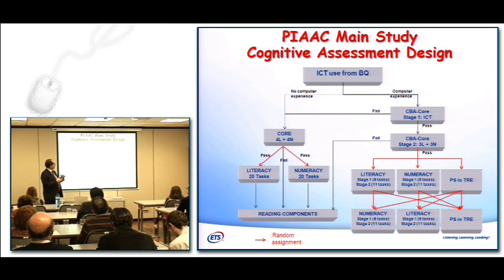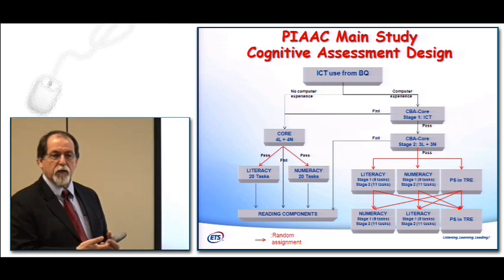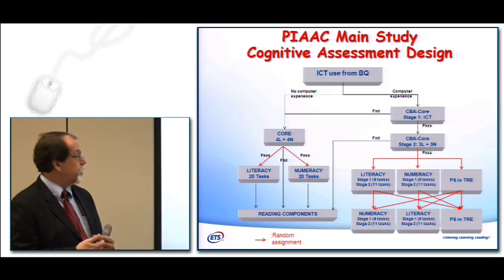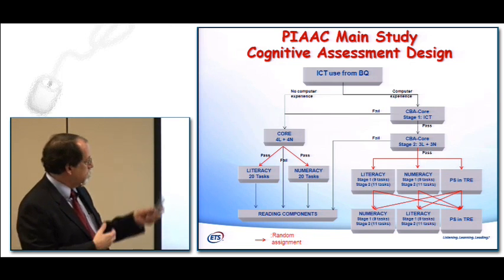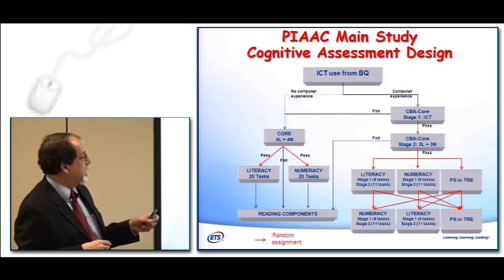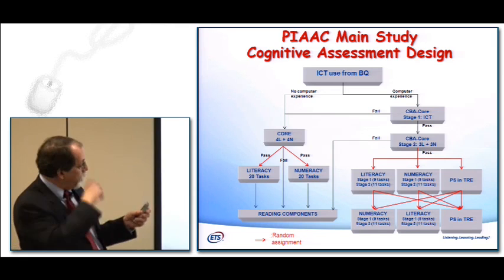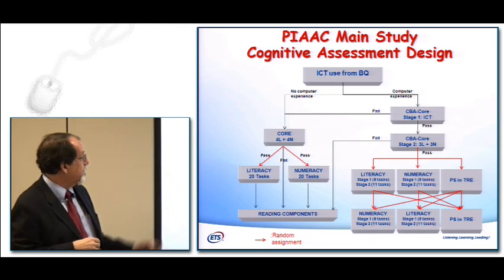So this workflow really supports the goals of the assessment design. It allows the statisticians and the psychometricians to look at all of the issues that are important in a study like PIAAC and will be important in the 2015 cycle of PISA. And so let me show you a little bit of the data from the PIAAC main survey so you can see that the workflow worked the way it was designed to work.